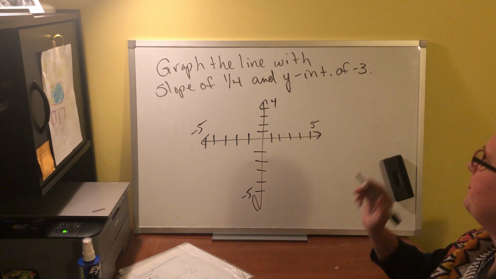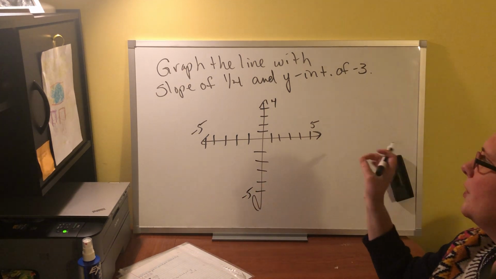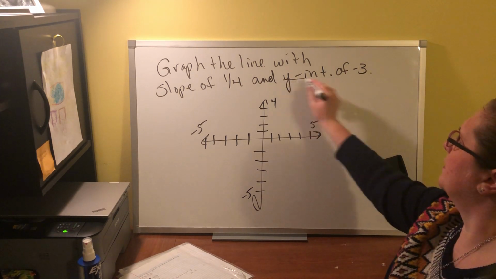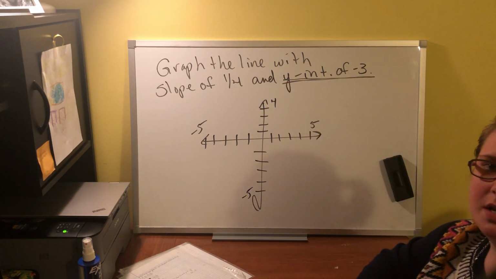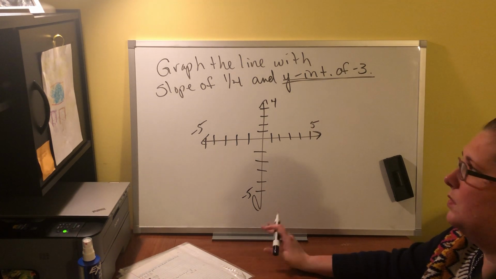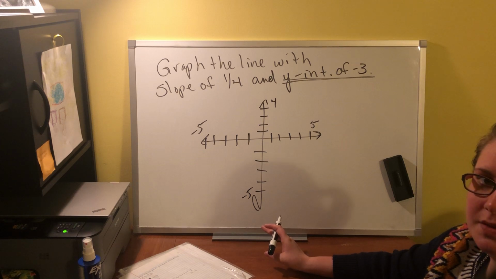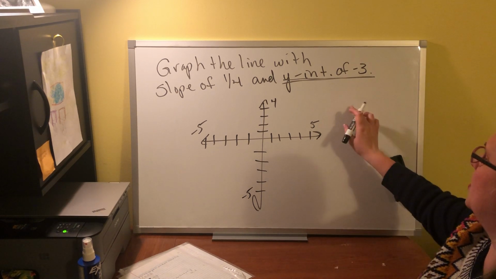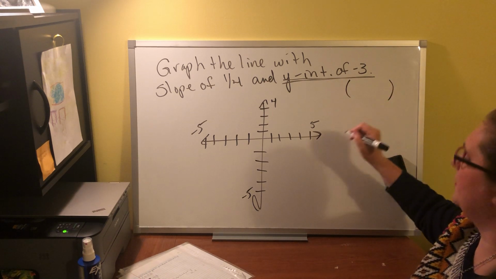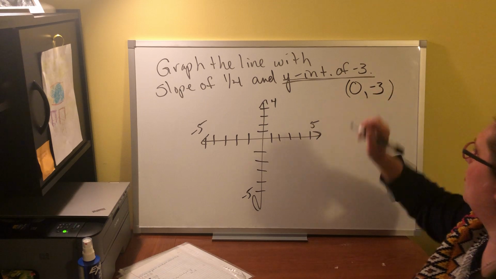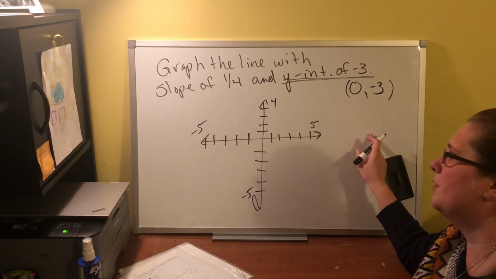So I got my graph ready. The first thing you want to do when you're graphing using this method is you want to find the y-intercept first. That is the first point that you have, the only point that you have when you're using this method to go by. So we know that the y-intercept is -3, but we need the whole point to graph. So remember, the y-intercept is when x is 0, y is -3. So we have our first point.